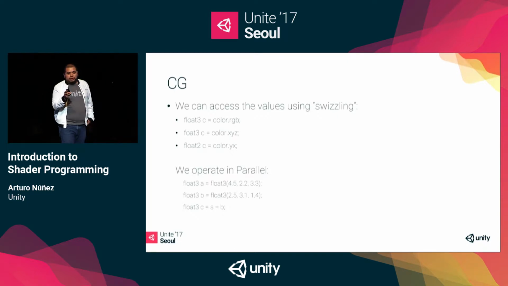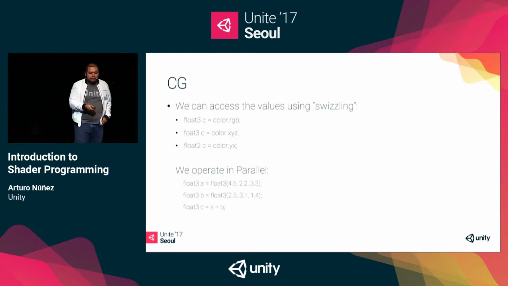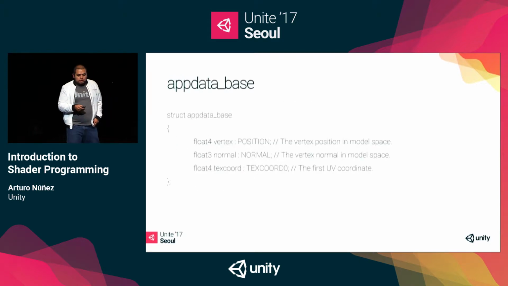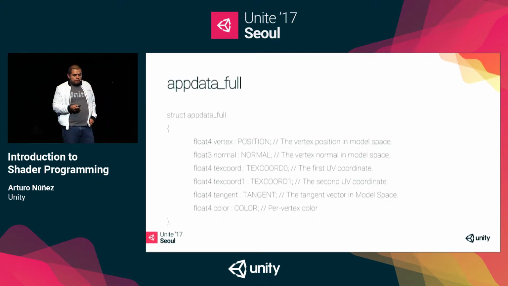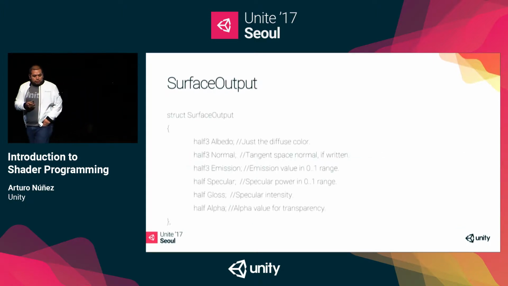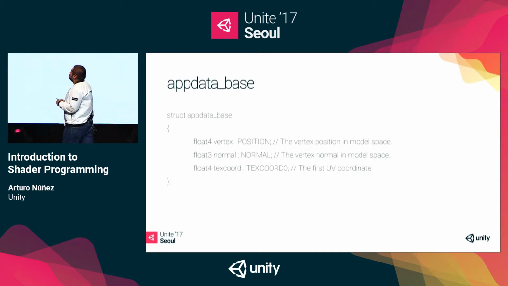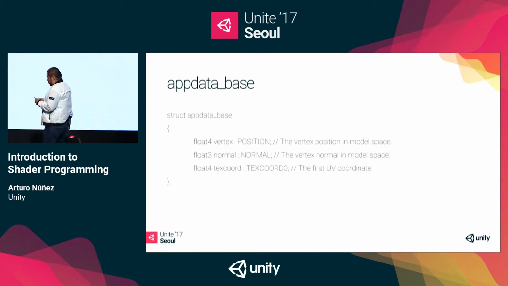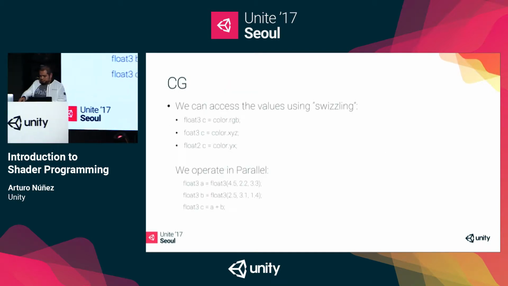The important thing here is that we operate in parallel. What does this mean? For instance, here we're adding two vectors, so Unity will do the addition in parallel. So this will be super fast. These are a couple of structures that we will see in a second. Let me just switch to my computer to show you the actual Unity code.